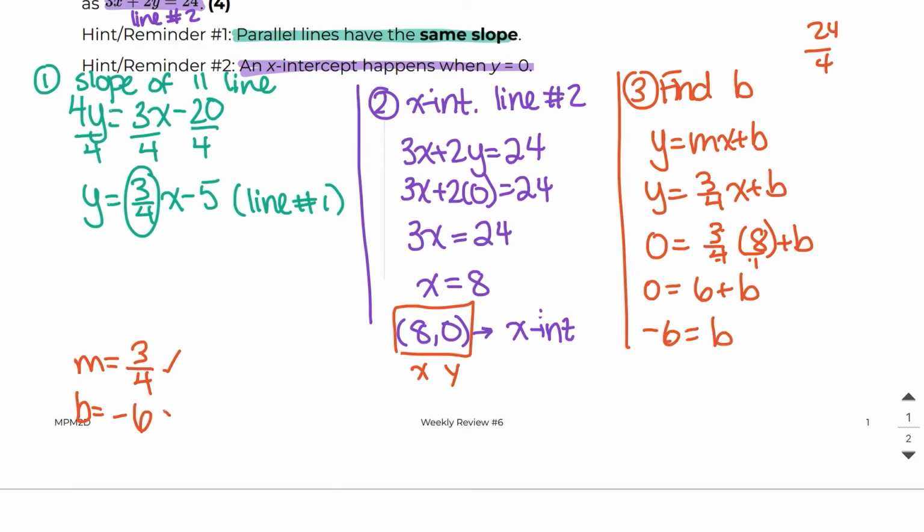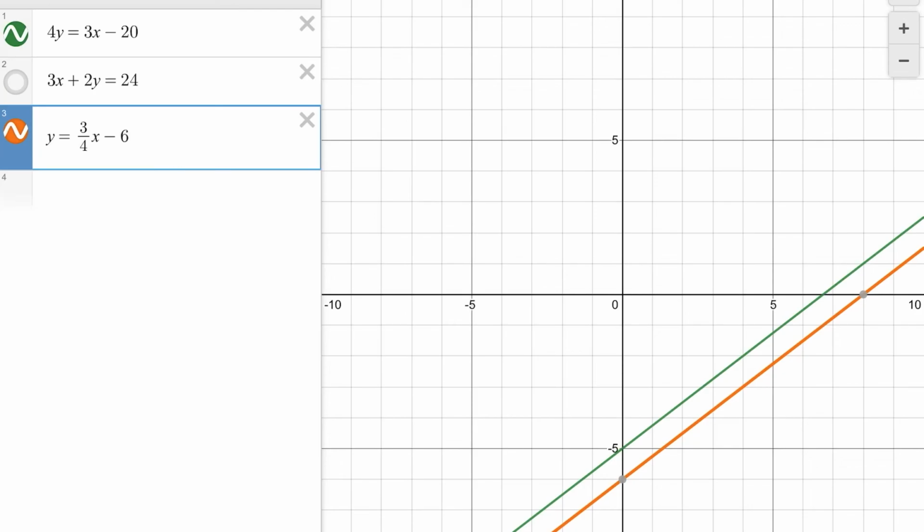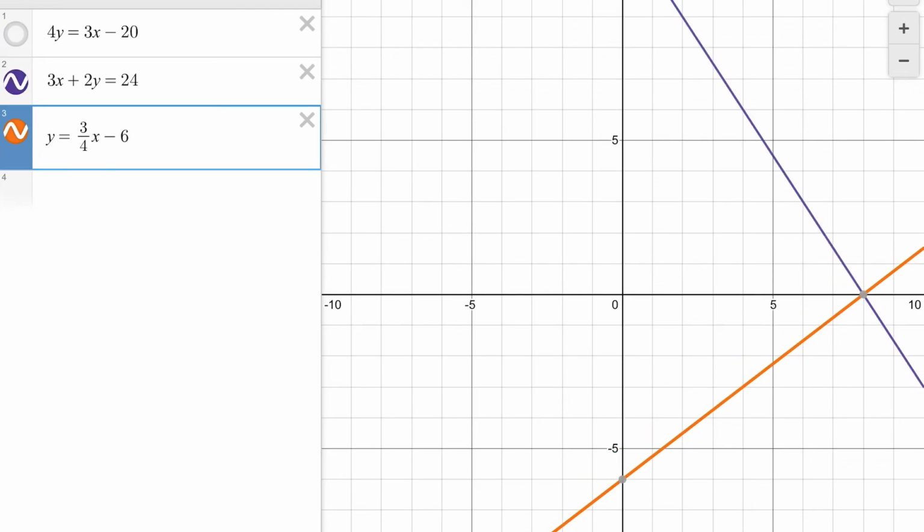So now I have my two pieces of information that I need to write the equation of a line, so I get y equals 3 over 4x minus 6. And I just want to show you visually why this is going to work. So if you remember, our line, which is this orange line that I have graphed out right here, has to be parallel to this 4y equals 3x minus 20, which it is, and it also has to have the same x-intercept as this 3x plus 2y equals 24, which it does. So that's how we know we did it right. Okay?